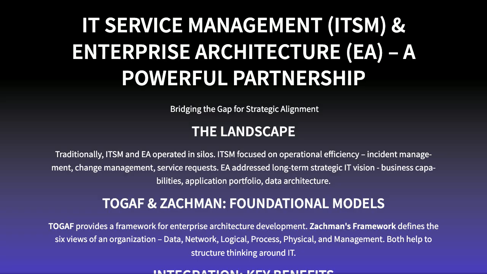TOGAF and Zachman's frameworks give us a way to structure our thinking about IT, but the real magic happens when ITSM uses those insights. Things like understanding service dependencies or prioritizing changes based on strategic goals. That's what really drives alignment between business needs and IT delivery. We can use EA data to improve the service catalog, reduce duplication, and ultimately make things more efficient for everyone.